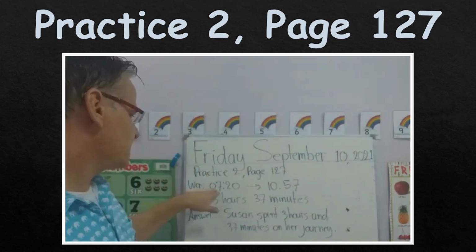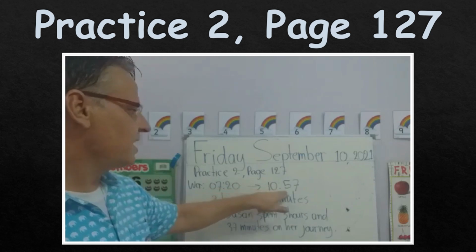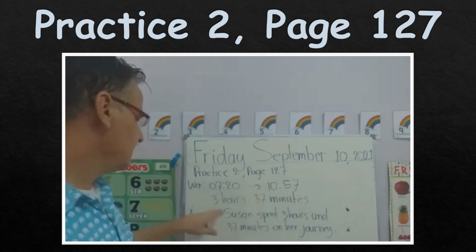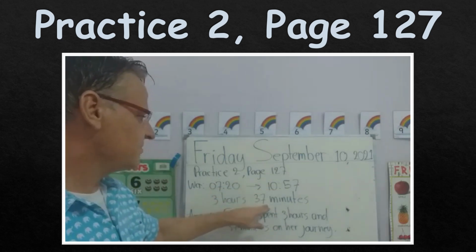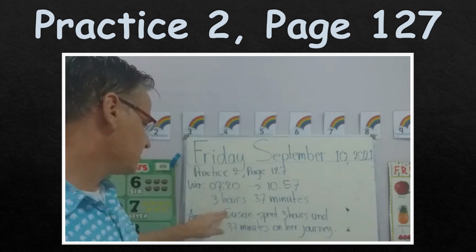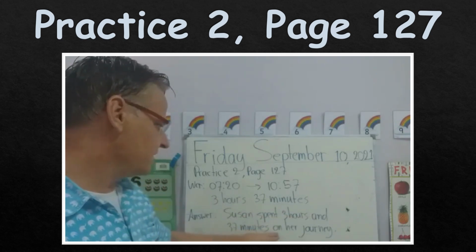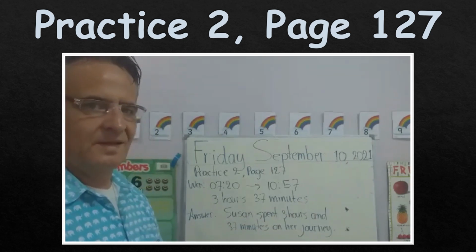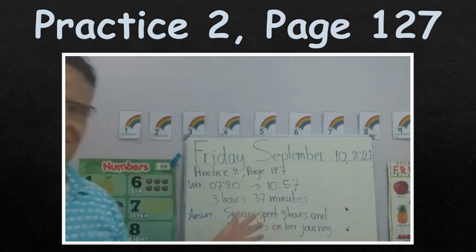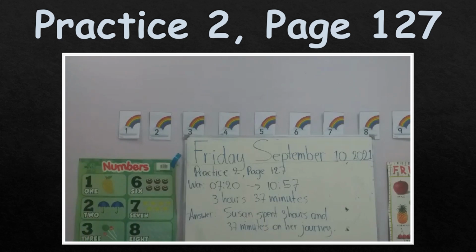She started at 7:20 in the morning. She arrived at 10:57. It took her 3 hours and 37 minutes. The answer is Susan spent 3 hours and 37 minutes on her journey. Okay, so just pause the video, copy the answer, then we will have a look at number 3.